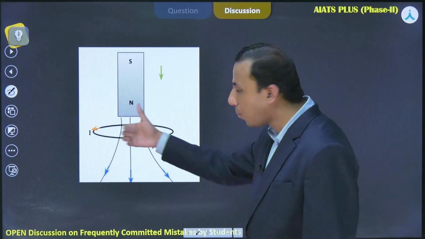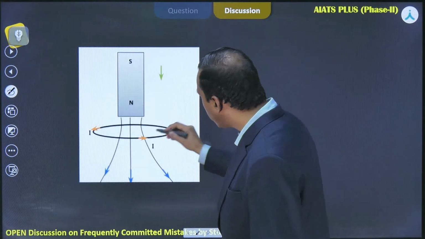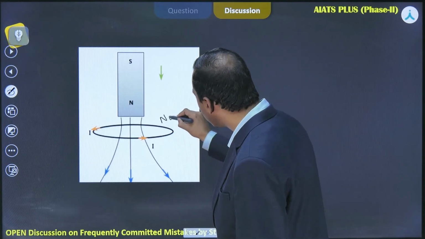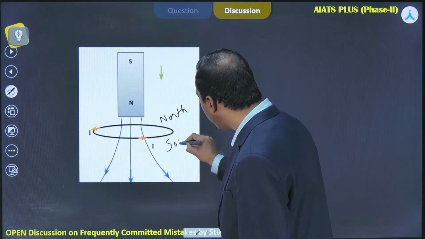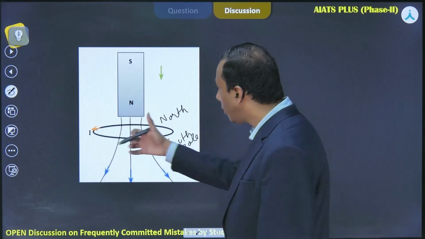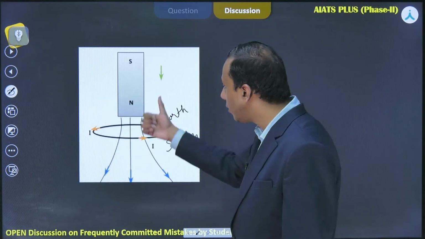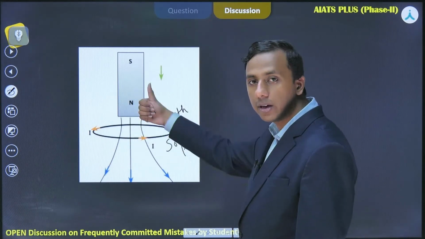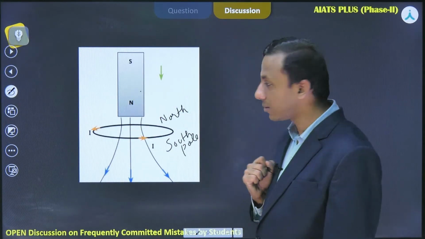Because it wants to oppose, all right? So we can again say north pole is approaching means the top side will behave as the north pole and the bottom side will behave as the south pole, all right? So in order to oppose, this top side becomes like a north pole and it will try to generate magnetic field lines in this direction in order to oppose the magnetic field lines due to this magnet, all right?